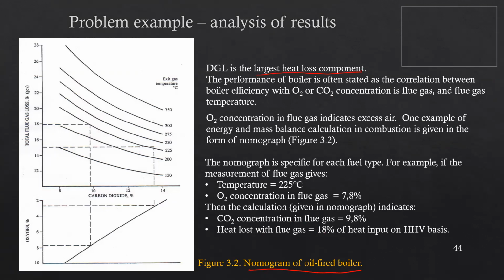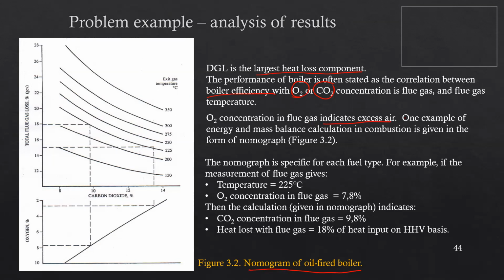The performance of the boilers is commonly stated as the correlation between the boiler efficiency and the oxygen and carbon dioxide concentrations, and the flue gas temperature as well. The oxygen concentration in flue gas indicates the excess air in the system. One example of the energy and mass balance calculations in combustion is given in the form of a nomograph, as stated in figure 3.2.